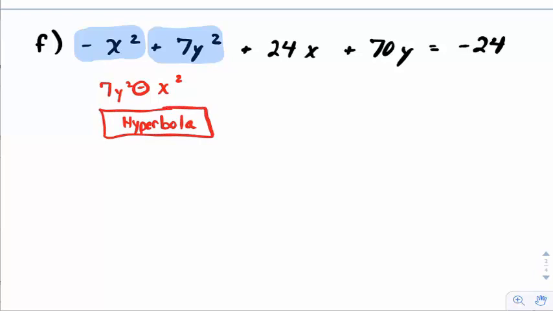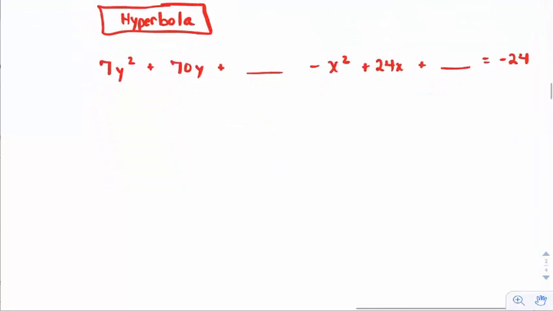So I'm going to go ahead and write this out with my x and y terms together. I'm going to have to complete the square. So I have 7y squared plus 70y plus blank, even though I'm not ready to do that part yet, but who cares, minus x squared plus 24x plus blank, even though I'm not ready to deal with it, equals negative 24.